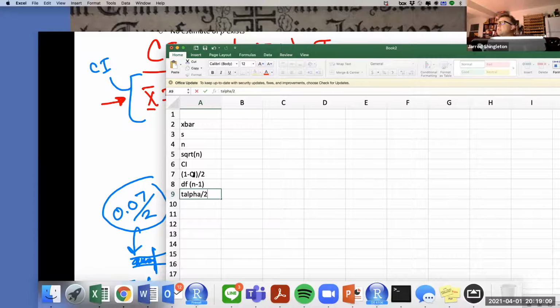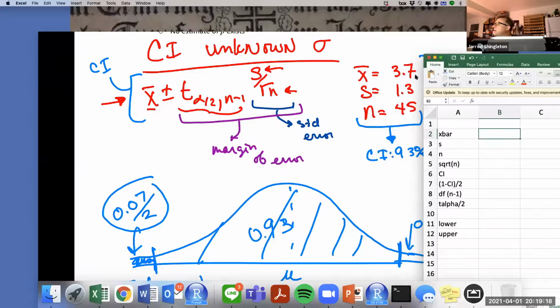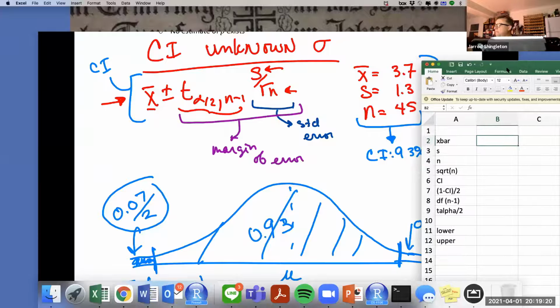I have all of the spots that I can populate. I'm also going to put lower and upper down here. So X bar here is 3.7, S is 1.3, N is 45. Now it is important to point out that if you don't know if the underlying distribution is normally distributed or not, make sure that N is more than 30. It is good I have more than 45 values here, okay? I need a square root of N, this 45.